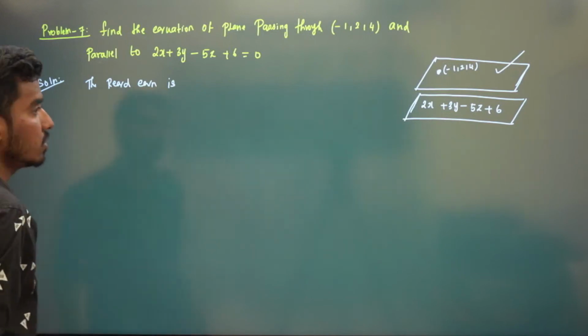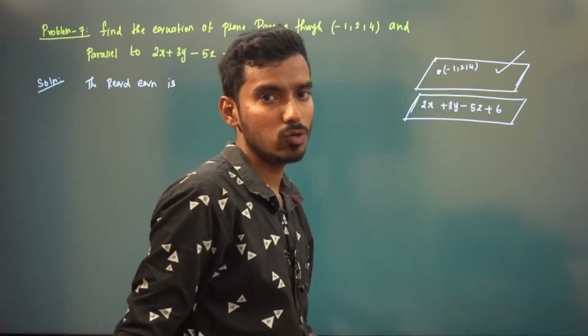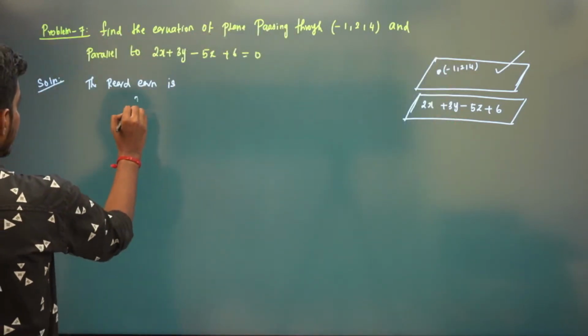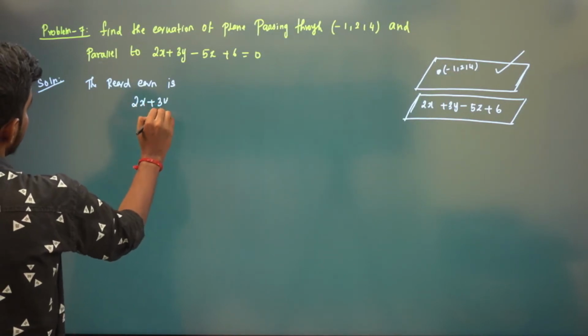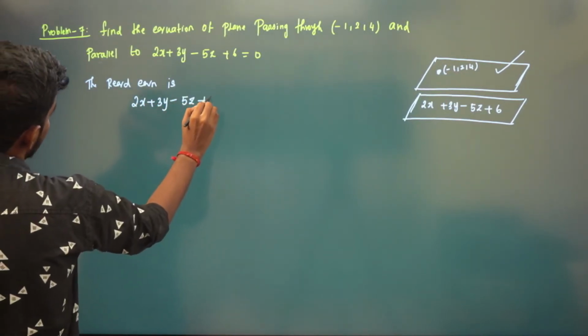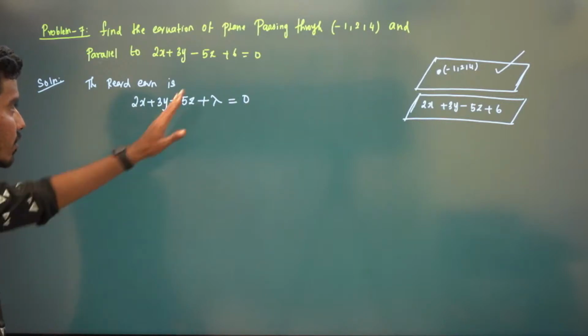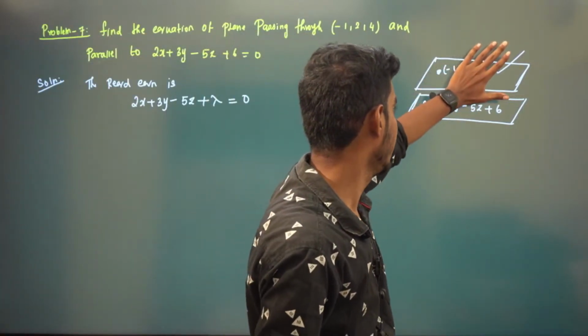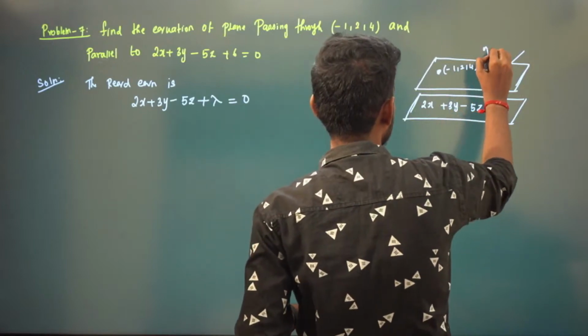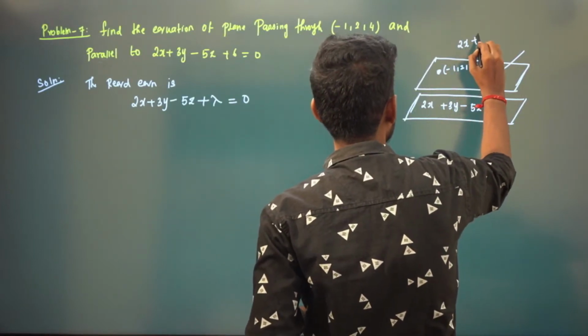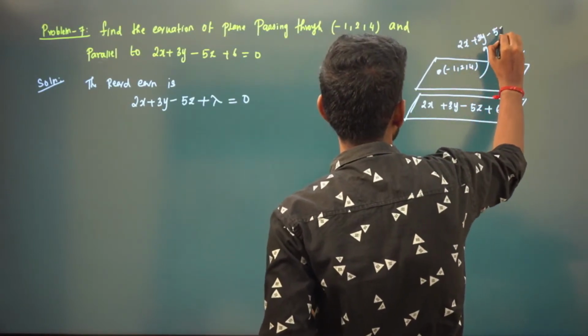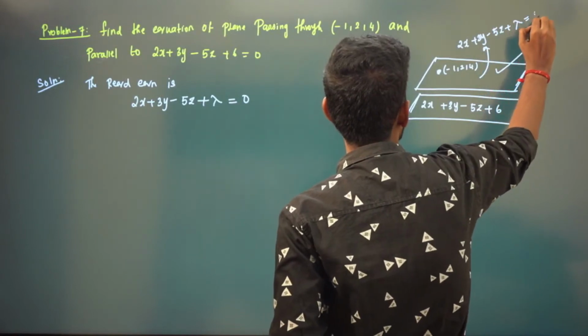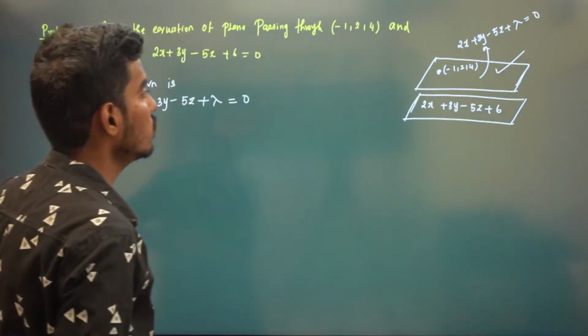What is the required equation? What is the equation of plane parallel to some plane? It is given by 2x plus 3y minus 5z plus lambda is equal to 0. So whatever you have, you just put plus lambda is equal to 0. This is the required equation of plane. Now you need to find lambda.